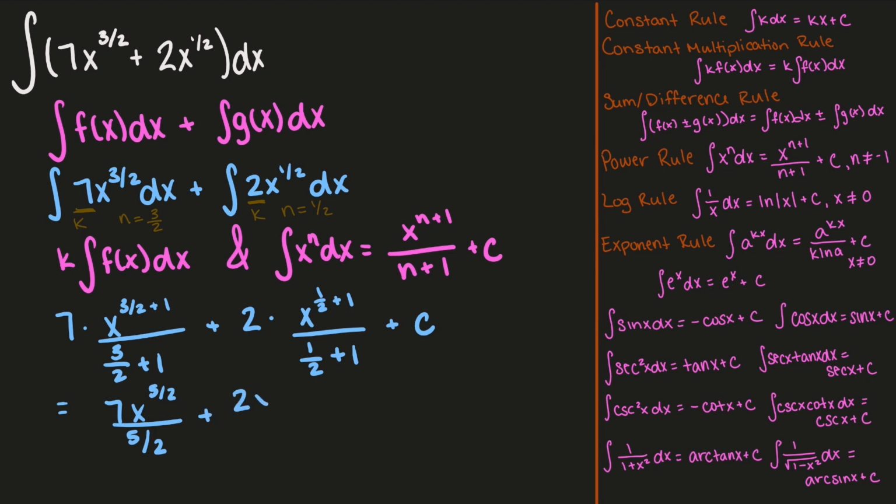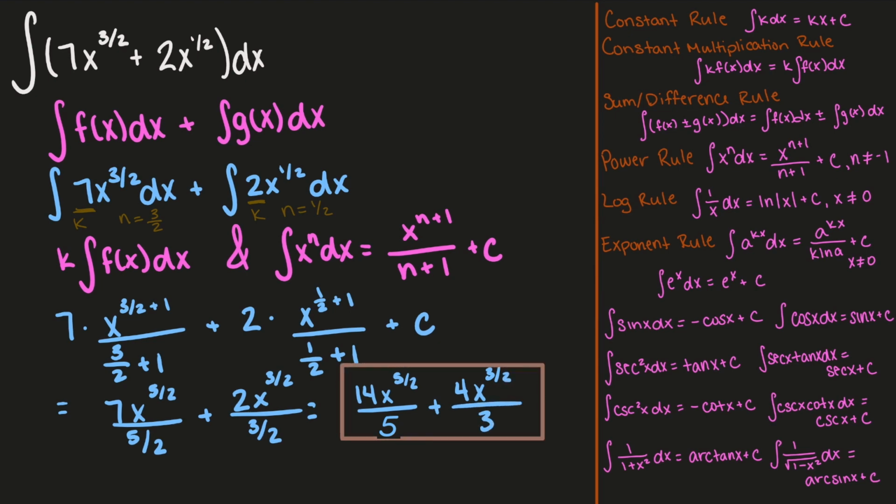plus 2 times x to the 3/2 power over 3 over 2, which is going to be equal to, if we now simplify, get those fractions out of our denominator, essentially do a keep, change, flip, we'll get 14x to the 5/2 power over 5 plus 4x to the 3/2 power over 3. And that's our final answer. So even though we have to work with some fractions, all we have to do is simplify and solve them, take it one piece at a time, and we get to that final answer.